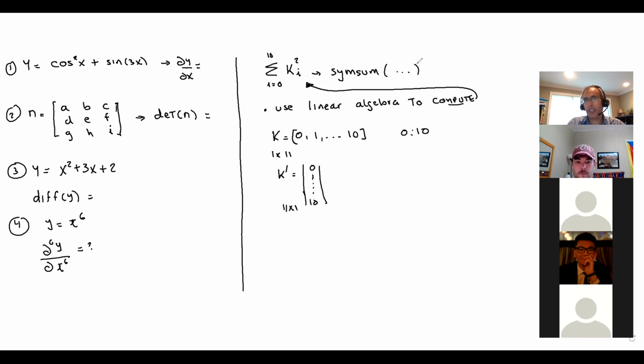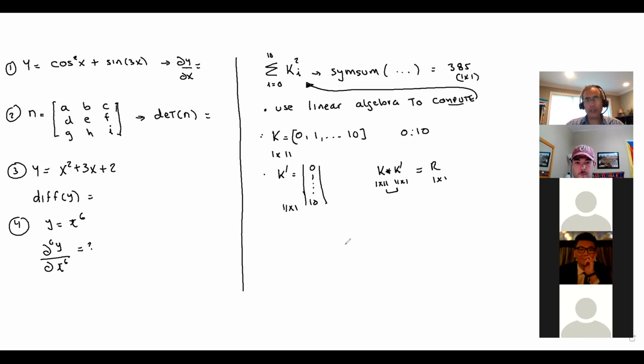So remember that my sum is a number. This is 385, so it's a 1 by 1. It's a scalar. Do you agree? So how do I create a scalar with these two? I just need to multiply something. What do I multiply? K times k transposed. Exactly. K times k transpose, because this is going to be 1 times 11, 11 times 1. So this is satisfied, and your result, let's call it R, is going to be a 1 times 1. Make sense? Great, good.